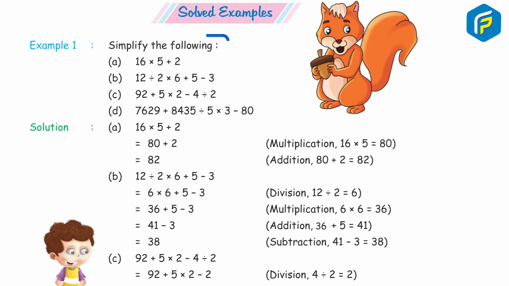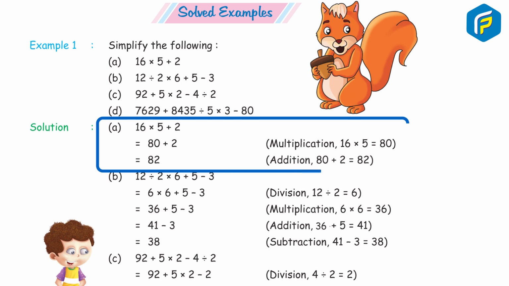Solved example. Example 1. Simplify the following. A. 16 into 5 plus 2. B. 12 divided by 2 into 6 plus 5 minus 3. C. 92 plus 5 into 2 minus 4 divided by 2. D. 7629 plus 8435 divided by 5 into 3 minus 80.